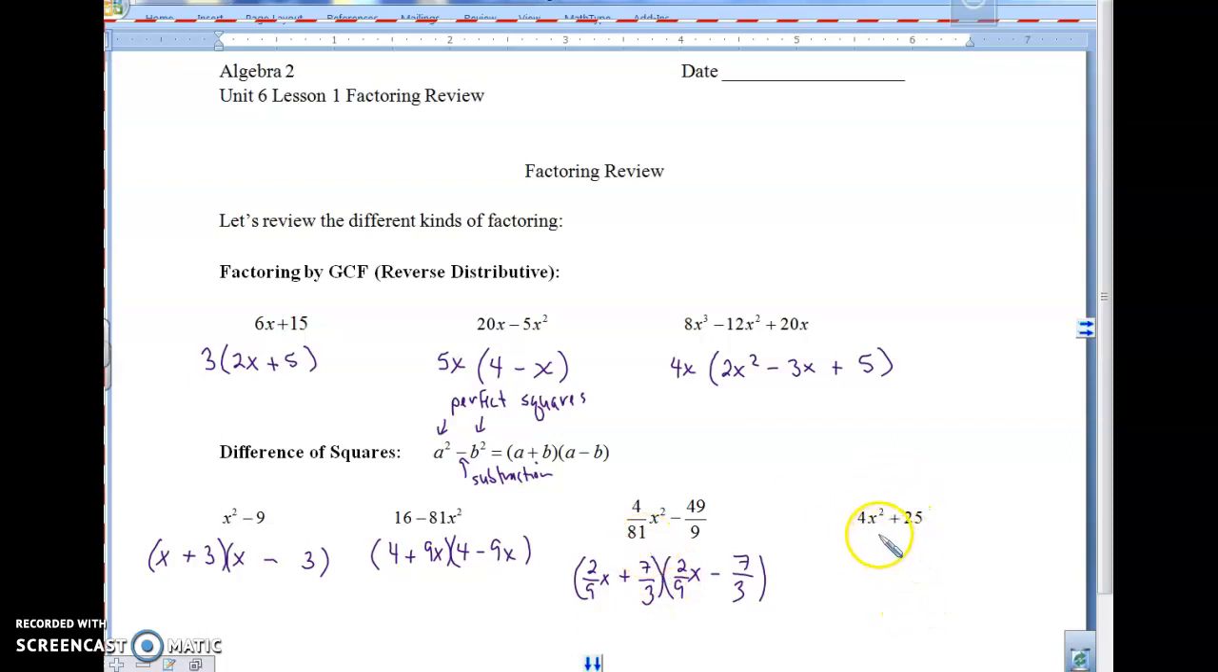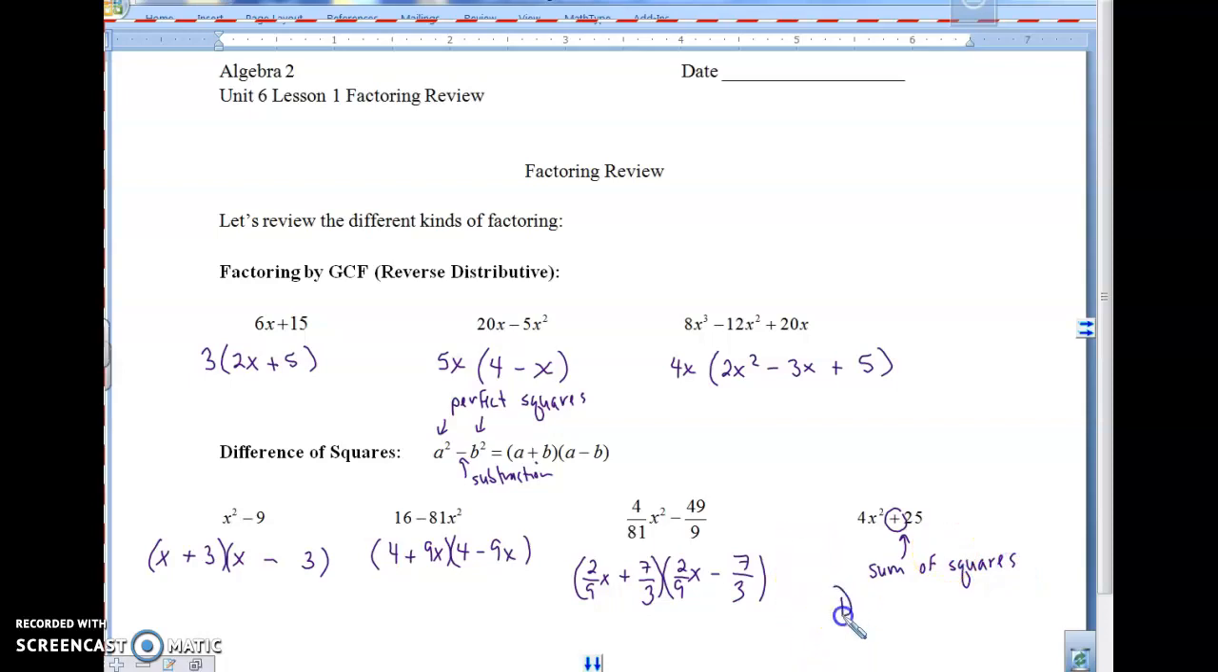All right, our last one. This one's a little sneaky. 4x squared plus 25. Now, it's really tempting to just say this is 2x plus 5, 2x minus 5, but it's actually not. Why not? It's because of this. Even though 4x squared and 25 are perfect squares, because of the sign, this is actually the sum of squares. The sum of squares does not factor because of the plus sign.